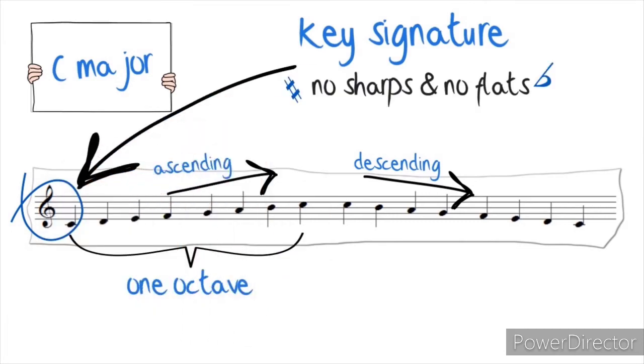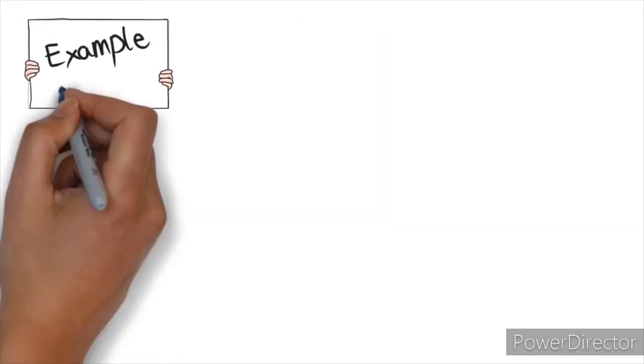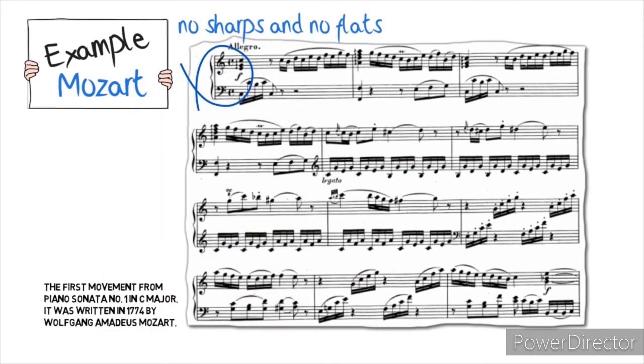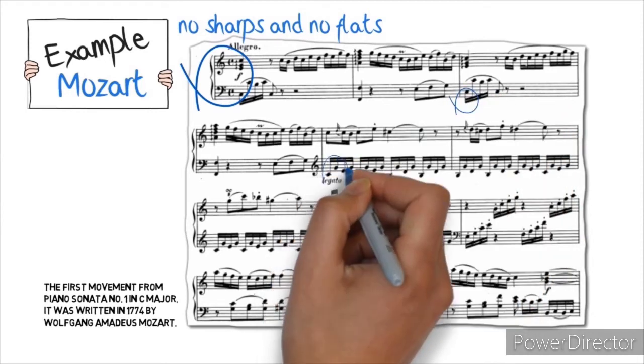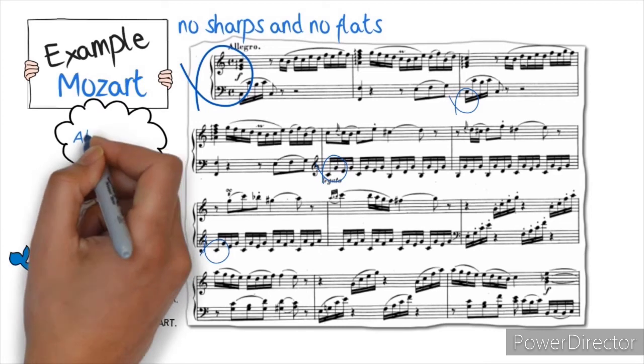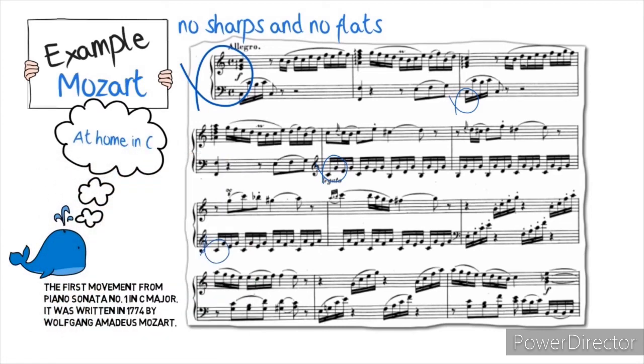Let's look at the following example from Mozart's first piano sonata in C major, written in 1774. Notice that no sharps and no flats are marked at the start of each line. That gives us a good clue about the key we're in straight away. Look how frequently the music makes use of the key note and the common notes of the C major scale. Now, just as we can tell by looking, our ears can hear very clearly that this music is in the key of C major. It's where it seems to feel at home. Let's listen to the few opening bars that we have here.